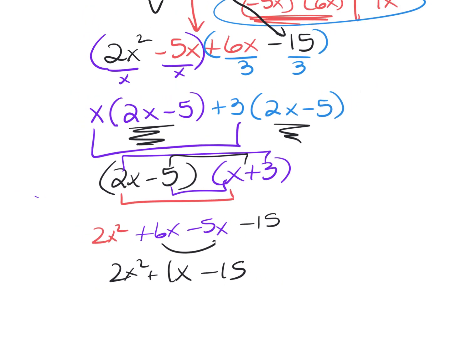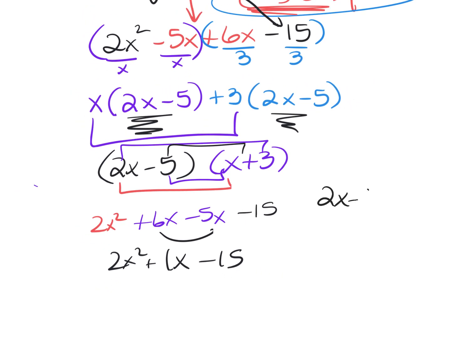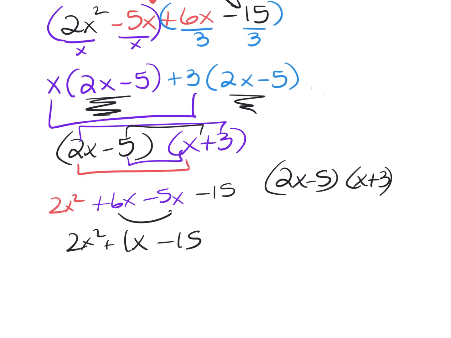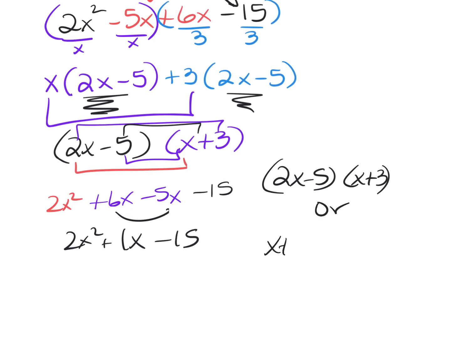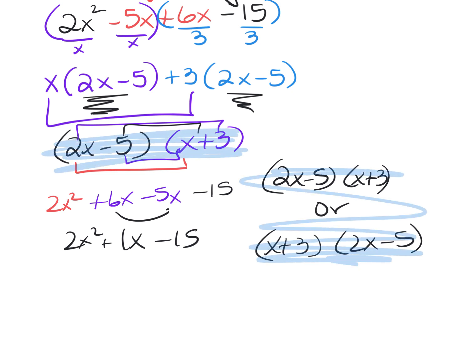So my correct answer is the 2x minus 5 times the x plus 3. You can also write the x plus 3 first, and then the 2x minus 5 second. Doesn't matter the order you write them. Correct answer is either this or these. How did I get that?